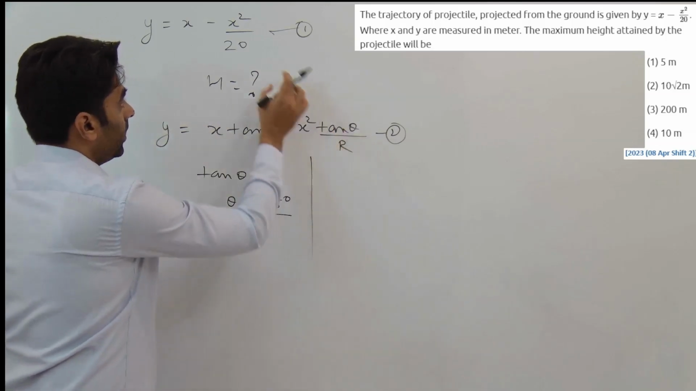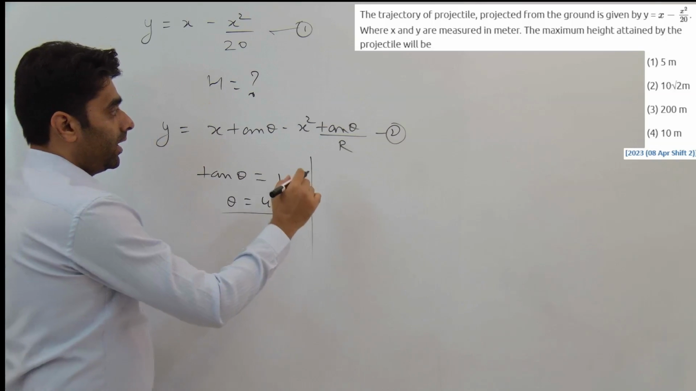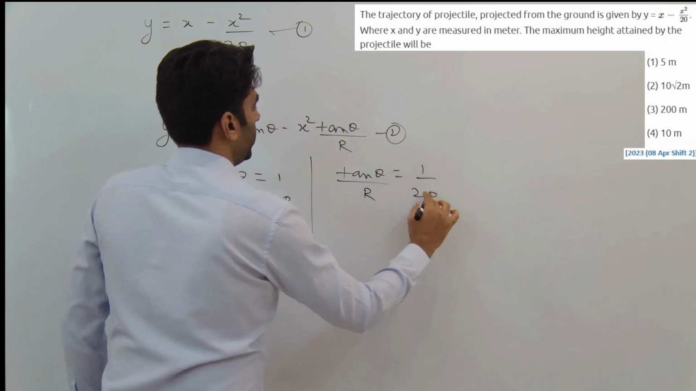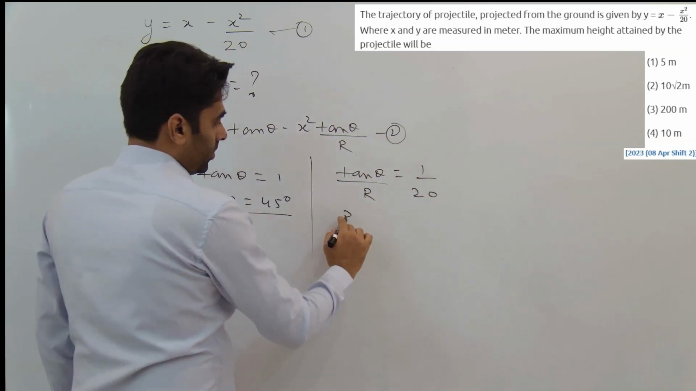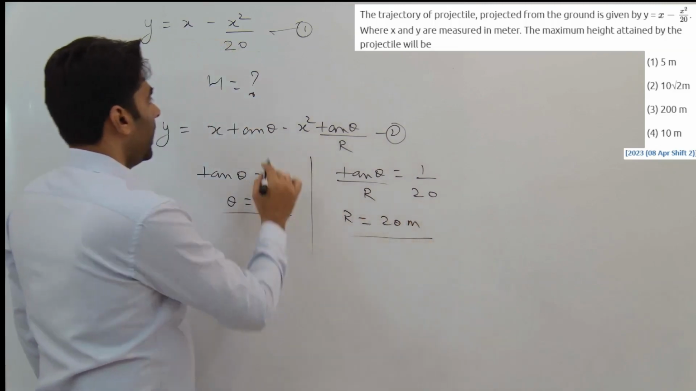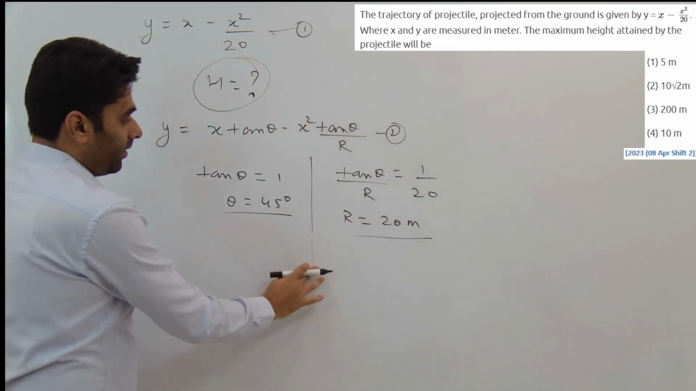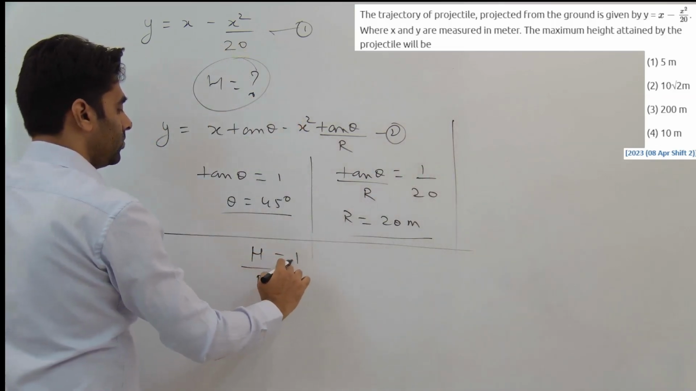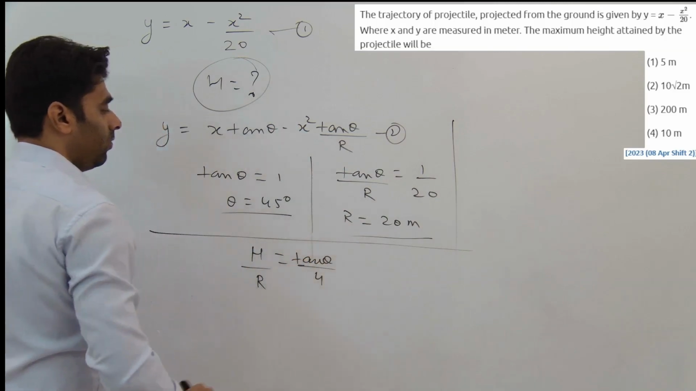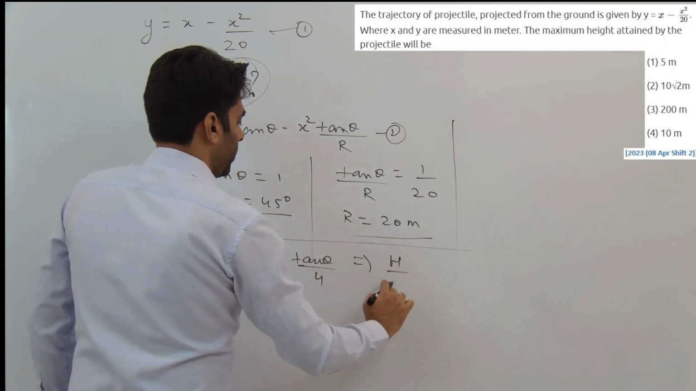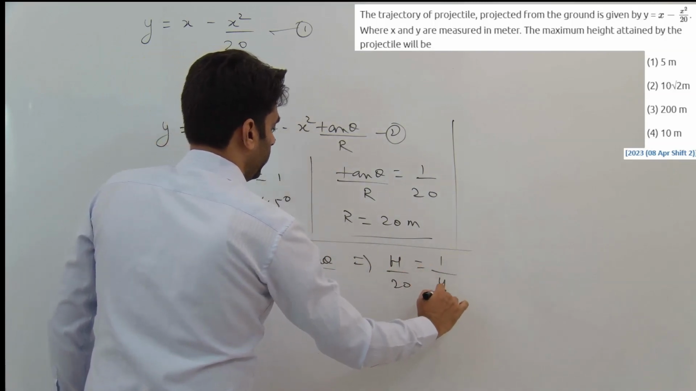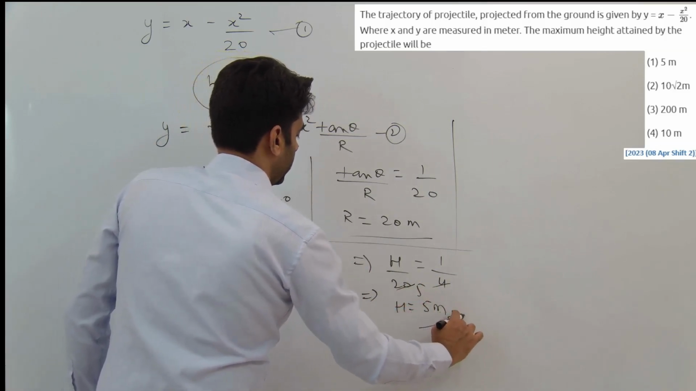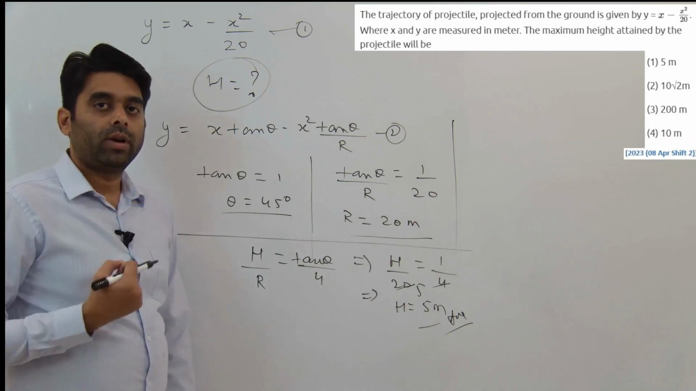Next, over here x square coefficient is 1 by 20 and we have tan theta by r. So tan theta by r is equal to 1 by 20. Tan theta is 1, so r value comes out to be 20 meter. We want height. Now, we know the relation between height and range. The relation between height and range is h by r equals tan theta by 4. From this I can write h by 20 equals 1 by 4, which gives h value as 5 meter, right? Let's look at the next question.